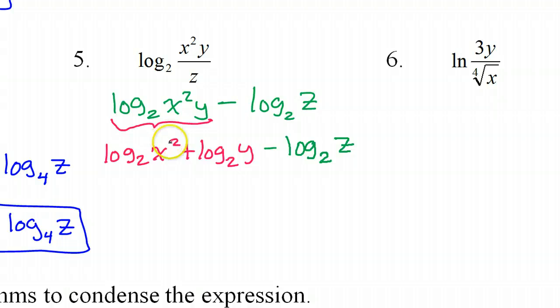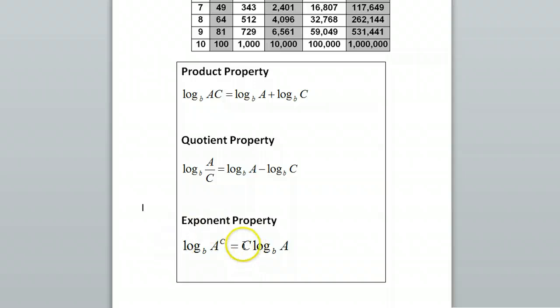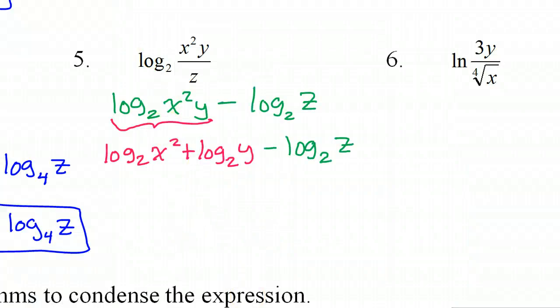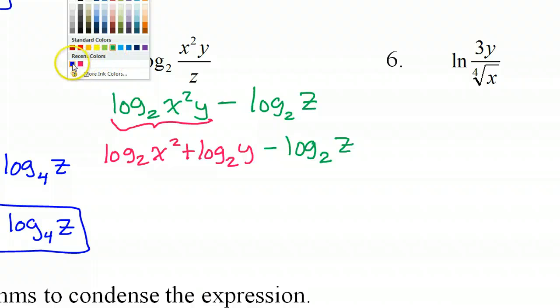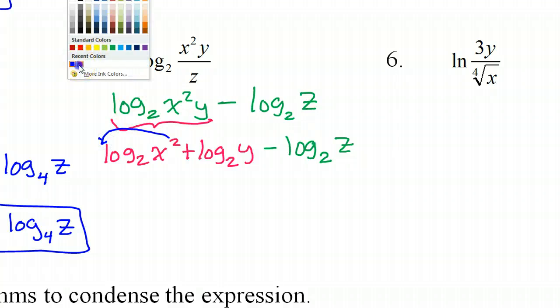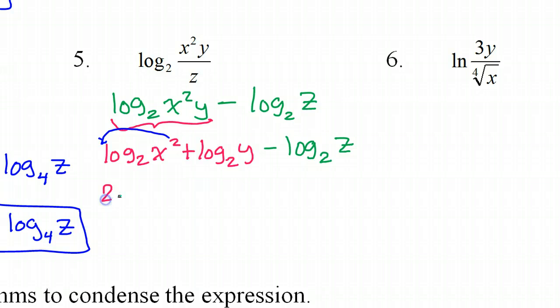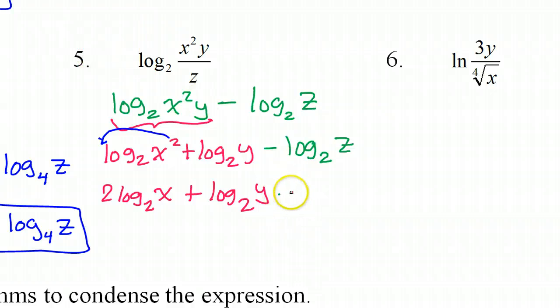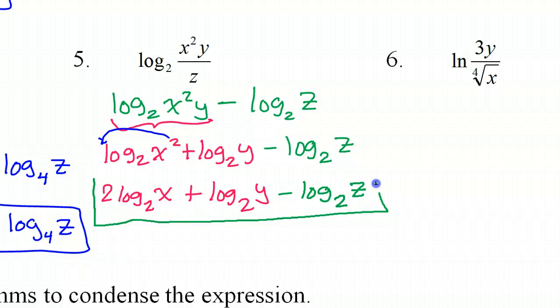One more thing to do. This exponent, we can use our exponent property and put that exponent out front. So we should and must do that. So if I take this and put it out front, then we will have 2 log base 2 of x plus log base 2 of y minus log base 2 of z. And that is the end of the line for this problem.